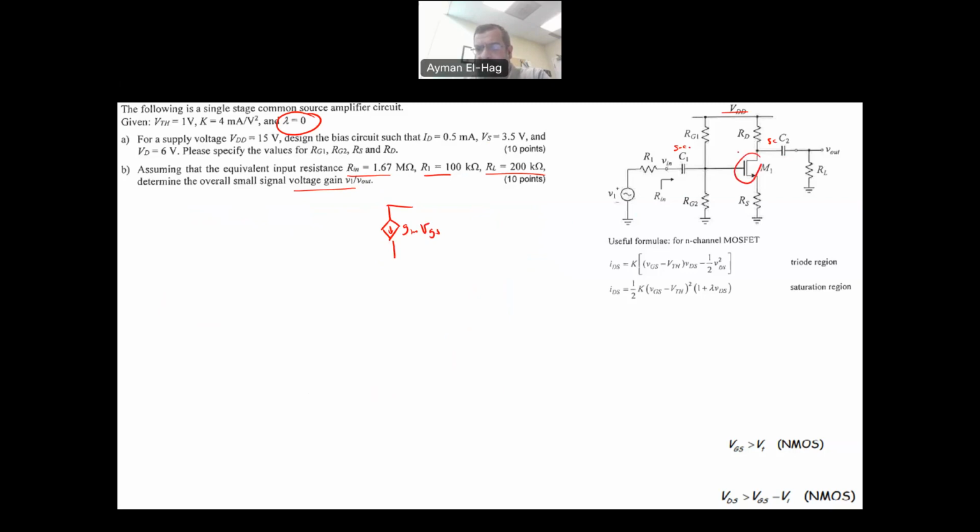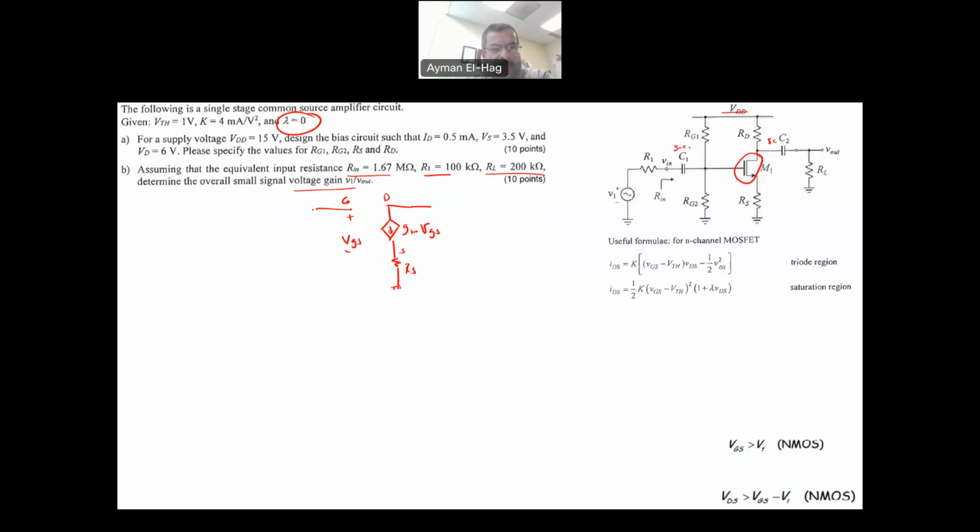So this is your transistor here. This is connected from the source with RS. So this is your RS. And then we will have here the open circuit. This is your G, okay? And this is your drain, and this is your S, okay? So here, this is your VGS.